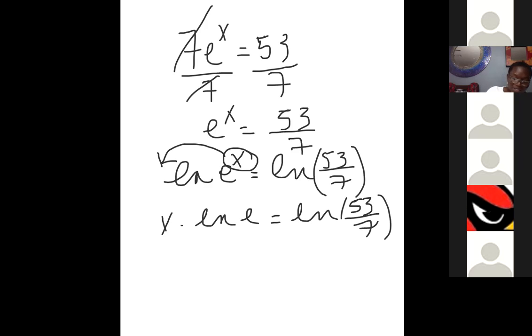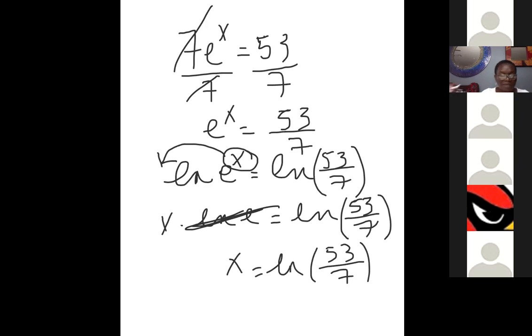So essentially, this cancels out to 1. So you're just left with natural log of 53 over 7. And you guys would go ahead and type this into your calculator and get the answer for it. Guys, try typing it on the calculator. 2.02. Awesome. 2.02.